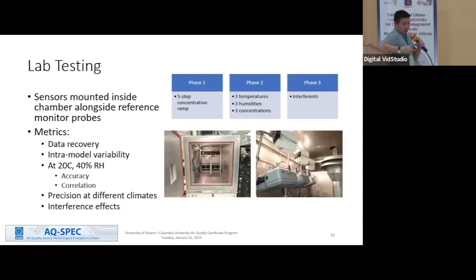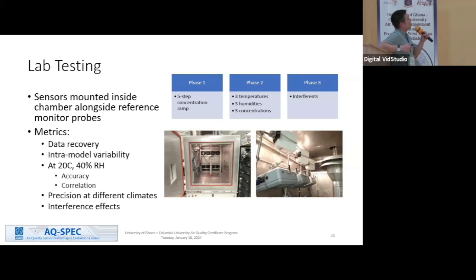Okay, so the sensors are mounted inside the chamber alongside our reference monitor probes. This is a view of the chamber that we use for testing criteria pollutant sensors. You can see our sampling probe for the T640, and, it's hard to see, there are some gas probes on the side wall that go out to our gas monitors. And you can see an example of sensors that are mounted inside the chamber.